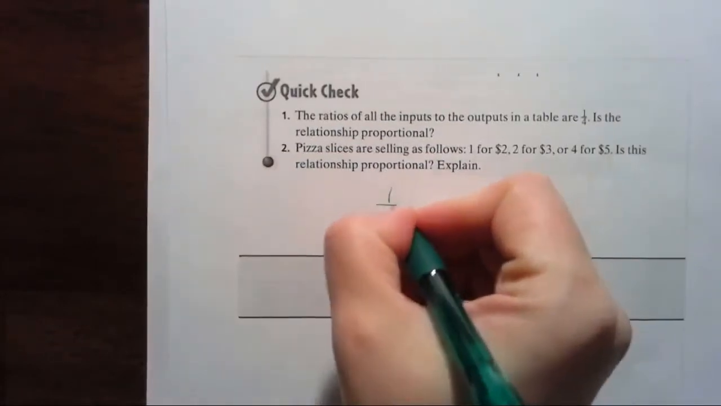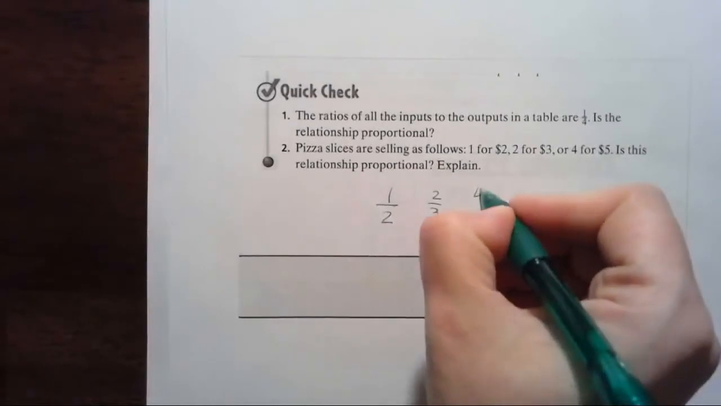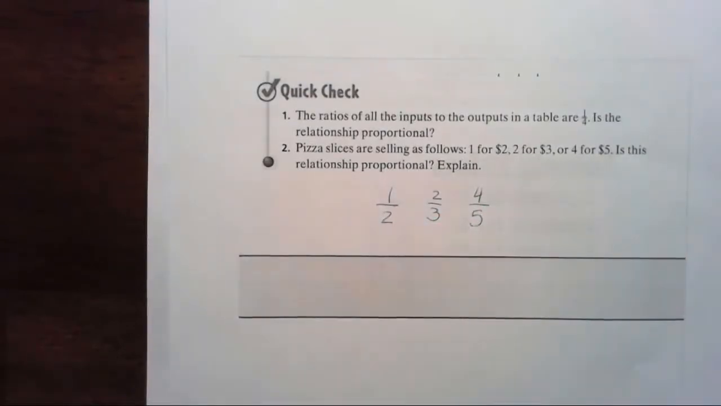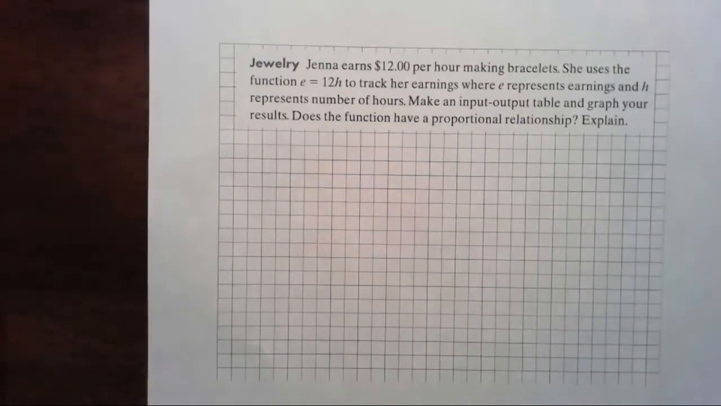Okay, welcome back. Let's look at those ratios. So 1 for 2, 2 for 3, and 4 for 5. Are those fractions the same? I hope you answered no. Because those ratios are not the same, we can conclude that the relationship is not proportional. Good job.